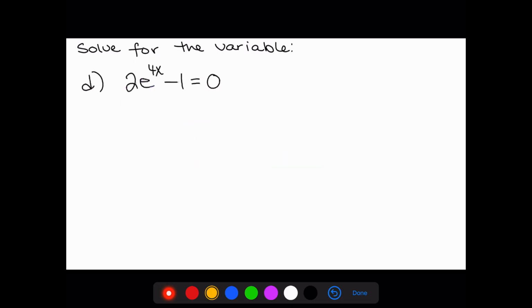All right, what about an exponential equation? We're just going to do the opposite. So we're going to isolate the exponential. That means add the 1 to both sides, divide by 2. And then we have two options. We can rewrite this in log form, or we could just take the log of both sides, and that's what I'm going to do. And I'm going to take natural log of both sides because this problem has an e in it.